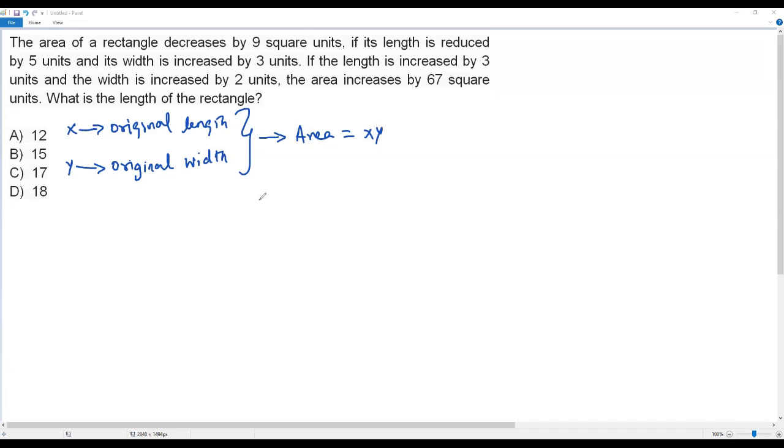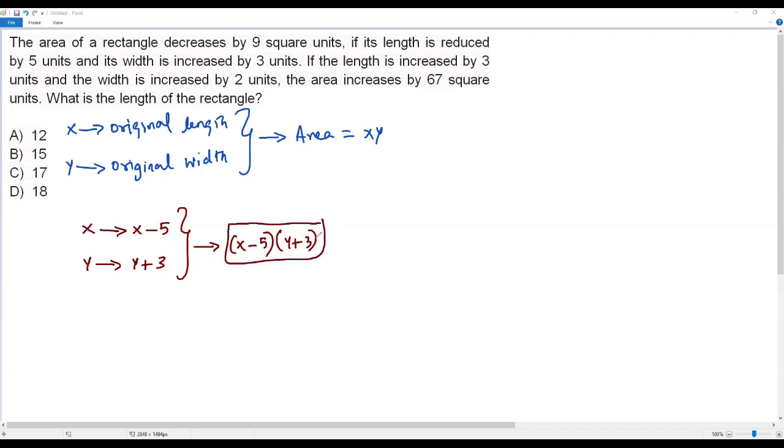Okay, now we have changes in two cases. That is, in the first case, the length is reduced by 5 units and the width is increased by 3 units. So in this case, the area of the rectangle decreases by 9 square units. Okay, now let me apply the change in the first case. That is, the original length x is going to be reduced by 5 units. In that case, x will become x negative 5. And the original width y is increased by 3 units. That is, y will become y positive 3. So now this is a new length and this is a new width. In this case, the area of the rectangle is given by the length x negative 5 times width y positive 3. So this is the area of the new rectangle.